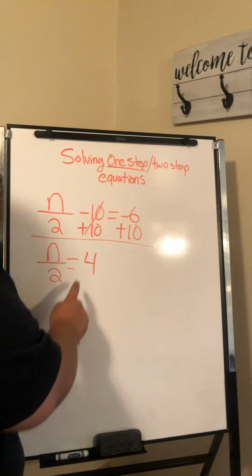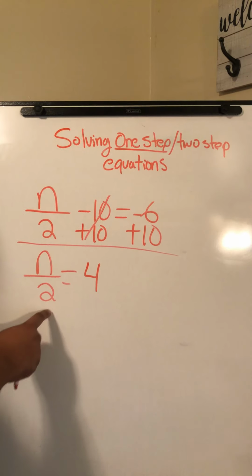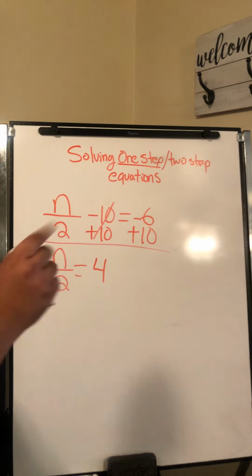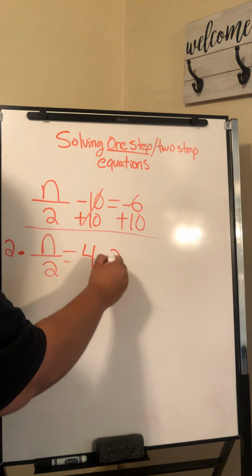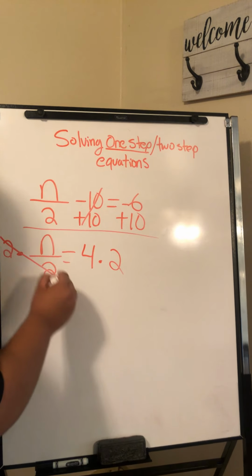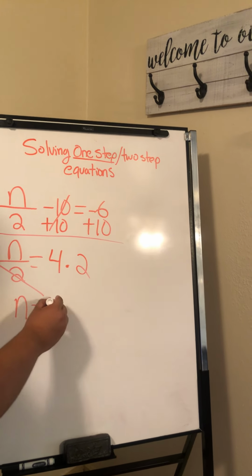Now, last part. N over 2 equals 4. You know that N is being divided by 2. What's the opposite of division? Multiplication. So you're going to multiply by 2 to both sides. This cancels. N equals 4 times 2 is 8.